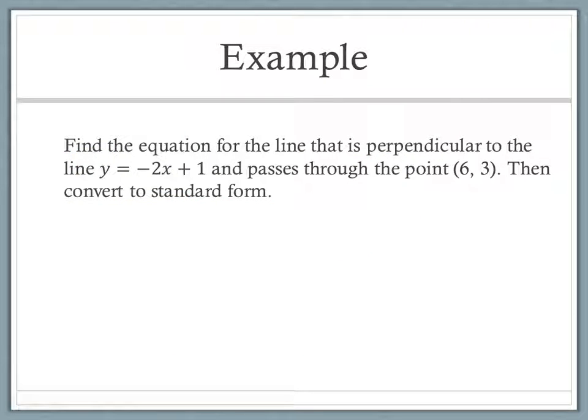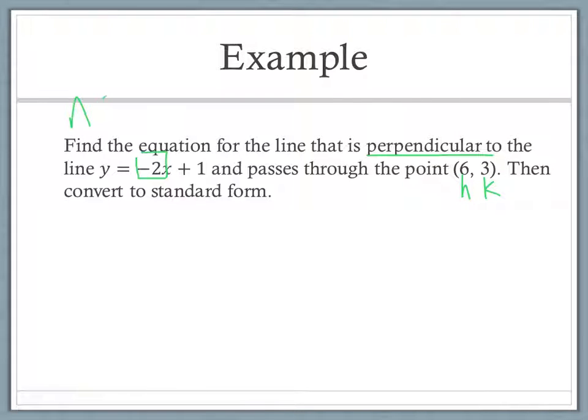Alright guys, find the equation of the line that is perpendicular to the line y equals negative 2x plus 1 and passes through the point (6, 3). Then convert to standard form. So remember, this is our h, k, (6, 3). Now I need to figure out what my m is. It's perpendicular, so I need to get the opposite reciprocal slope. So my slope right now is negative 2.